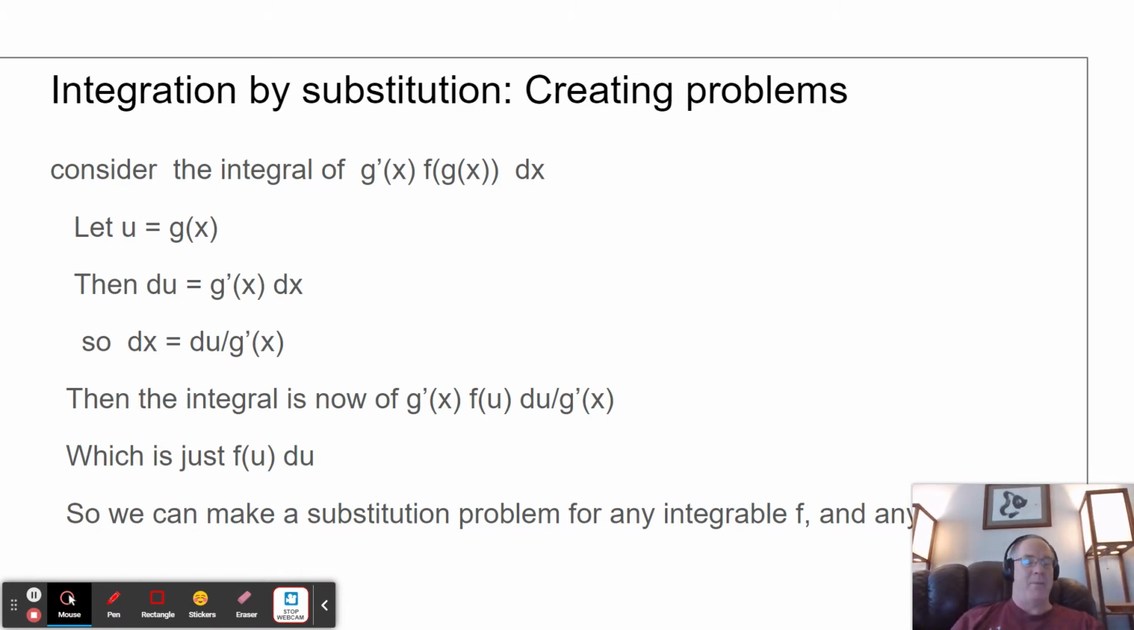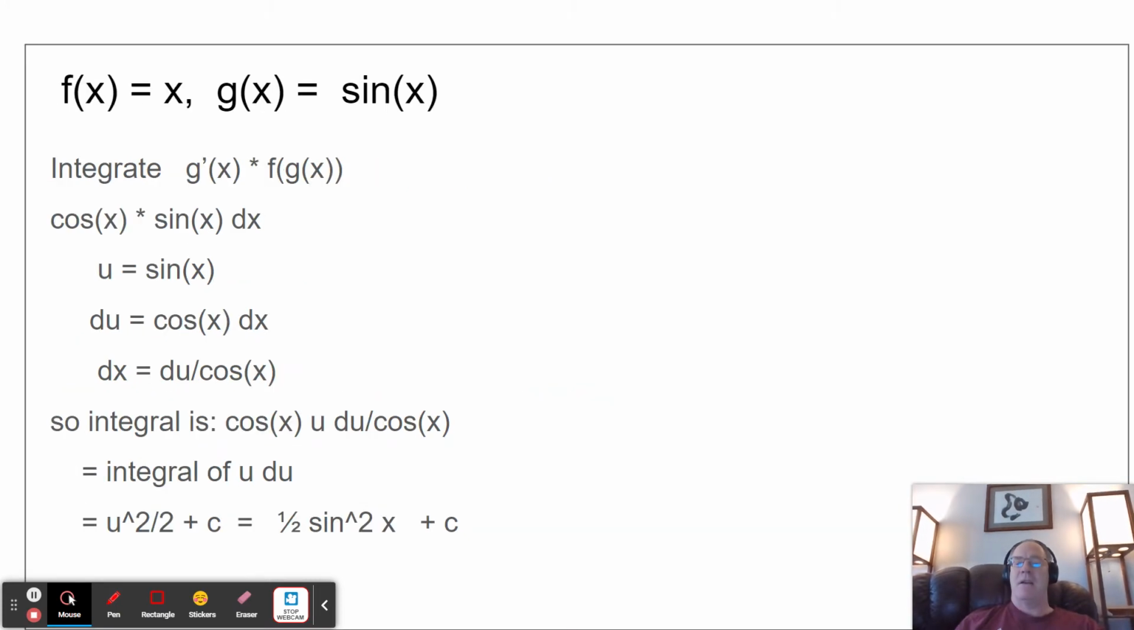We can solve any problem which involves any integrable f, or if it's easily integrated. And the slide doesn't show it, but any g at all will work. Well, any differentiable g, which, generally speaking, any g is differentiable. So let's start with a simple f and a pretty simple g.